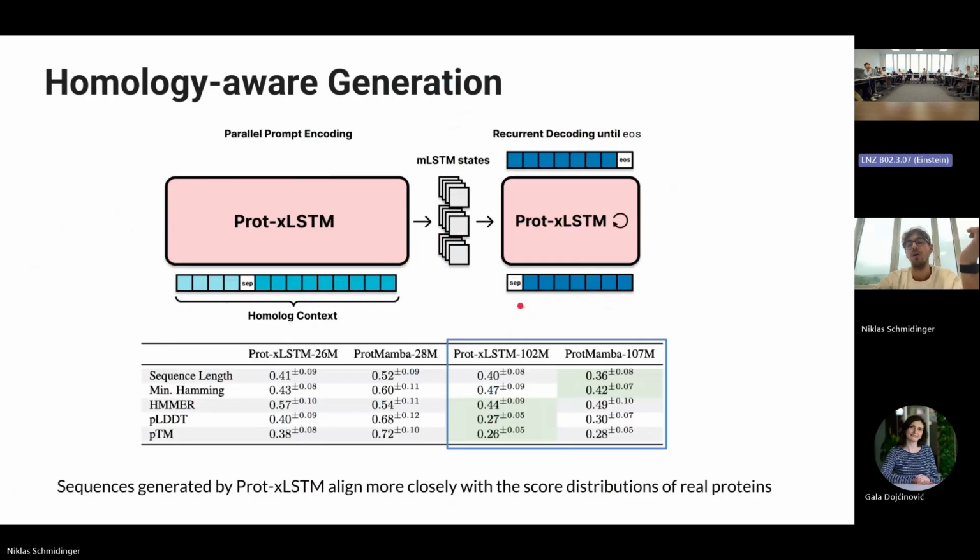Now we can check how similar these protein sequences are to properties of the family. If you compare this to other architectures like Mambas and transformers, what we found is that the distribution of the proteins generated by xLSTM more closely matches the real distributions of the proteins compared to the distributions produced by Mambas or transformers. So the xLSTM here was basically just a better protein model.